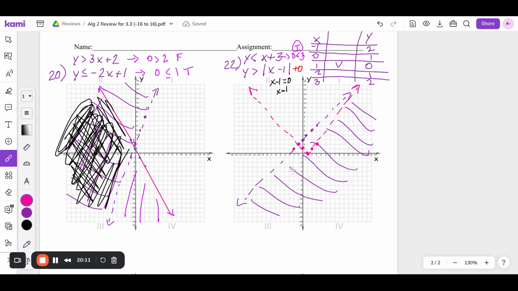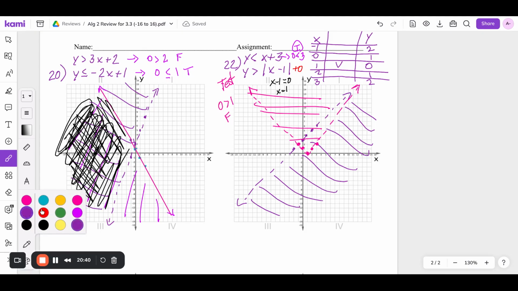Okay, there's my arrows. I can pick 0, 0 to test if I want to. So when I test 0, 0, I put a 0 in here and subtract 1, I get negative 1. But you have to take the absolute value. Is 0 bigger than 1? Well, no, it's not. So that's false. So since that's false, you're shading inside the V.